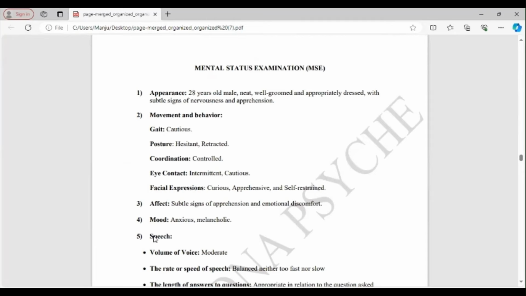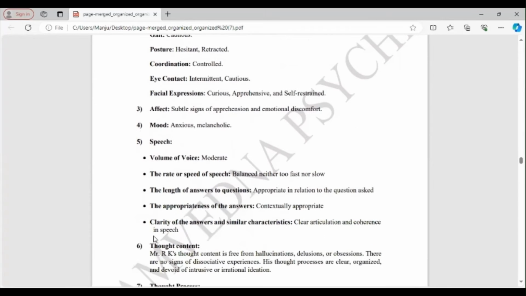Affect: subtle signs of apprehension and emotional discomfort. Mood: anxious and melancholic. Speech: the volume of speech and rate of speech are seen, and the length of answers, whether they are too long or too short or appropriate according to the question. The appropriateness of the answer is seen, whether they are contextually appropriate or not, that is, whether they are related to the question asked or related to the topic. Clarity of the answers and similar characteristics are seen.